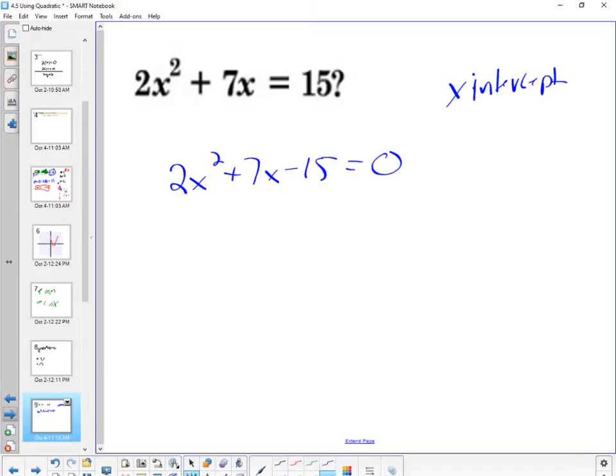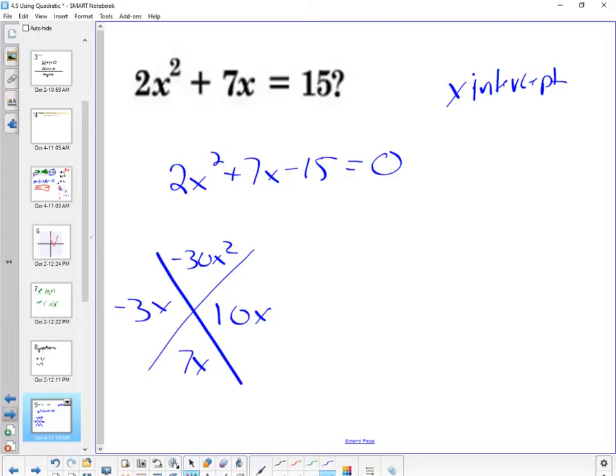Here we go. Let's Xbox this guy. So this is going to be negative 30x squared, right? And what goes here? 7x. What two numbers multiply to 30 and will give me 7? 3 and 10. I would have to have a positive 10x and a negative 3x, right? Yeah. Cool beans, that works.